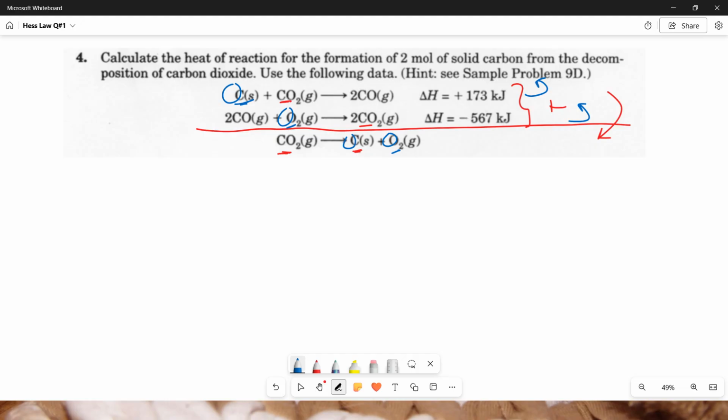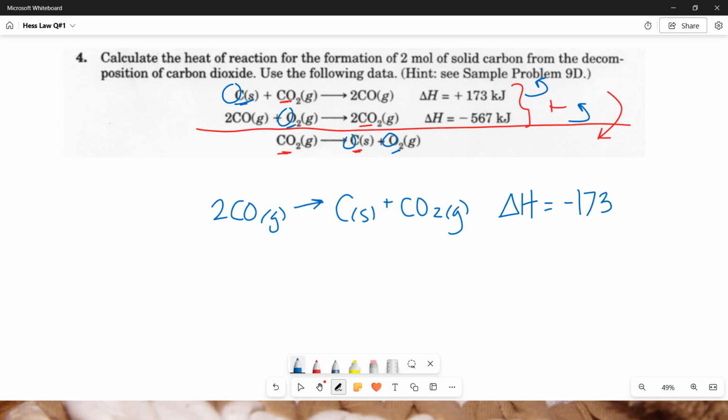So when we rewrite the reaction, I'm going to take that first one and turn it around. I'm going to have 2 carbon monoxides forming carbon solid plus carbon dioxide. And since I am turning it around, I have to make a negative of whatever the delta H is. So that positive 173 now becomes a negative 173.